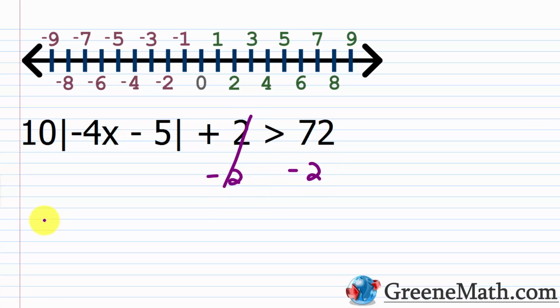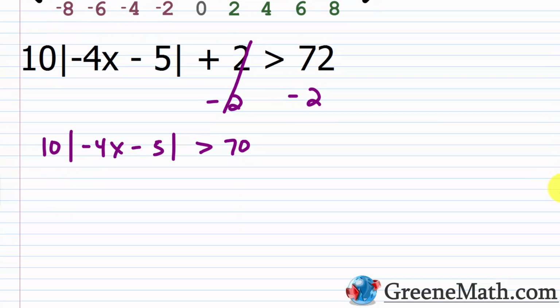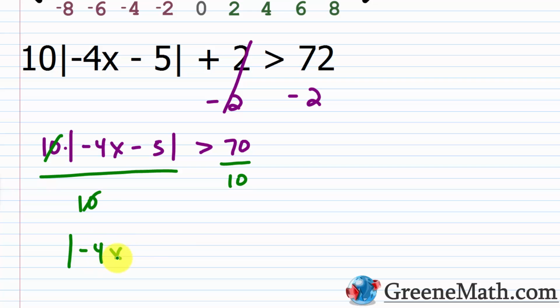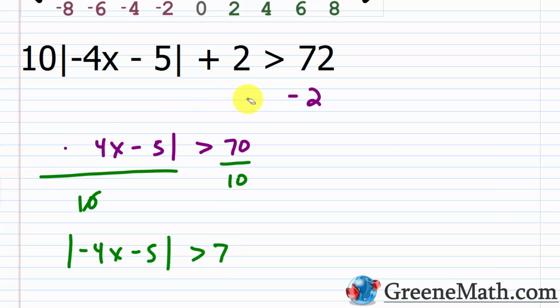That cancels. You've got 10 times the absolute value of negative 4x minus 5. And this is going to be greater than 72 minus 2, which is 70. So now, since 10 is multiplying this absolute value operation, I can just divide both sides of the inequality by 10. So that cancels. Now I've isolated the absolute value operation. I've got the absolute value of negative 4x minus 5 is going to be greater than 70 over 10, which is 7.